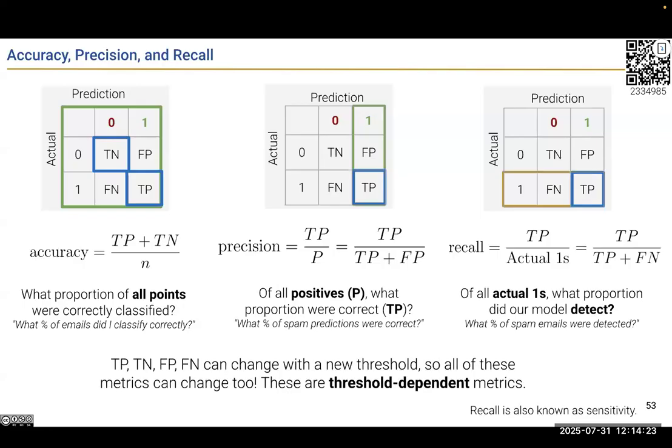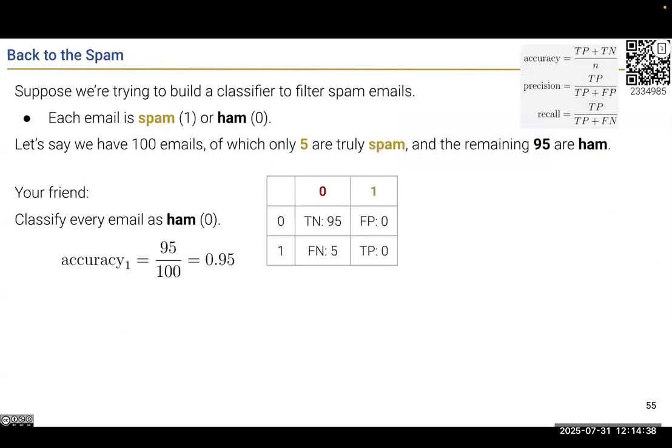And remember, all of these metrics are dependent on the threshold you choose to convert your probability into a class label. And because they're threshold dependent, we can actually use these metrics to pick our threshold. Okay, more on that in a little bit.